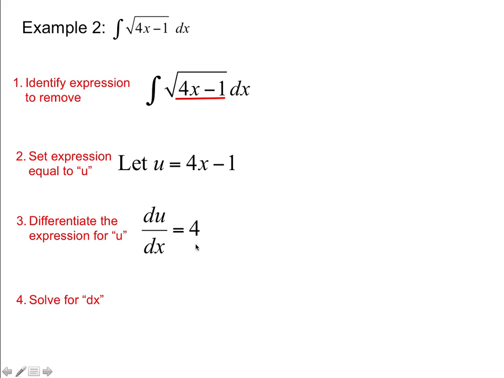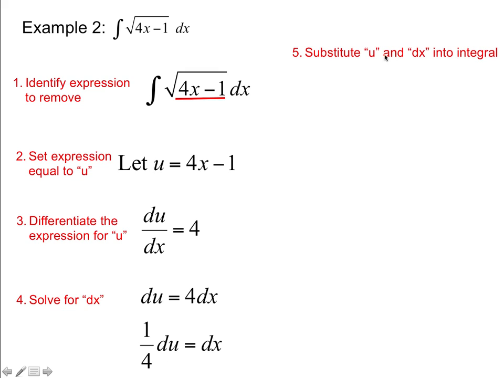So again, we're going to think of this as 4 over 1. So it's going to be 1 times du equals 4 times dx, or du equals 4 dx. We're going to rearrange this so that we solve for dx. We're not done here because dx isn't by itself. So divide each side by 4, we get 1/4 du equals dx.